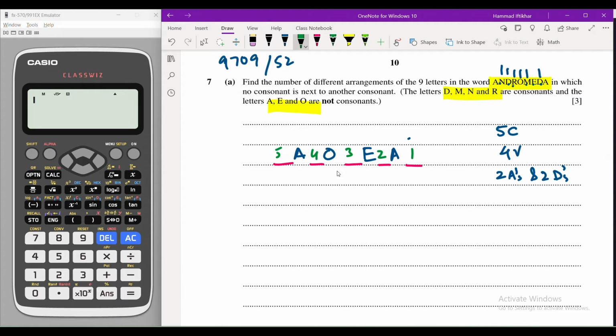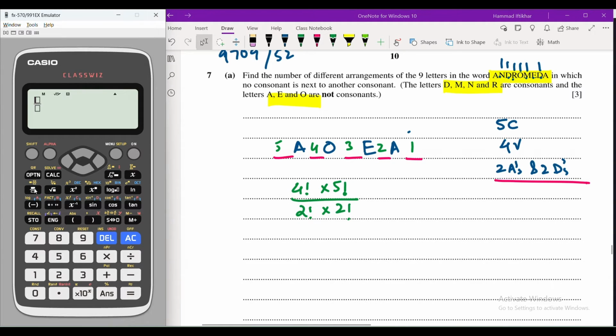And these vowels can be arranged 4 factorial ways also. So 4 factorial times 5 factorial. Now we know that there were 2 A's and 2 D's, so we need to divide by 2 factorial also, just to accommodate those possibilities where the duplicates are together. In that way, they are considered as one arrangement, not 2. So 4 factorial times 5 factorial divided by 2 times 2, this is 720.